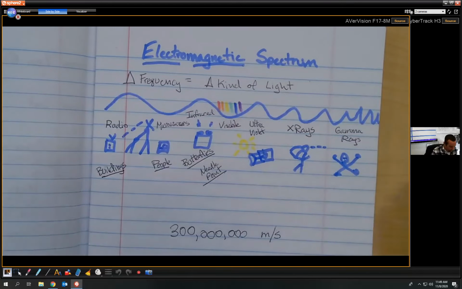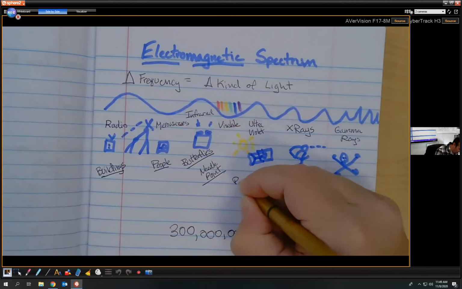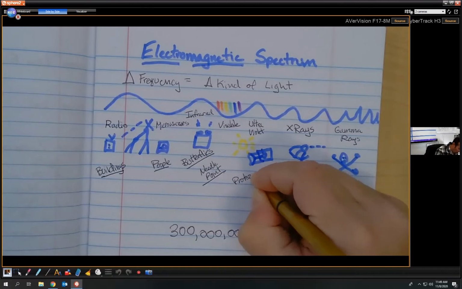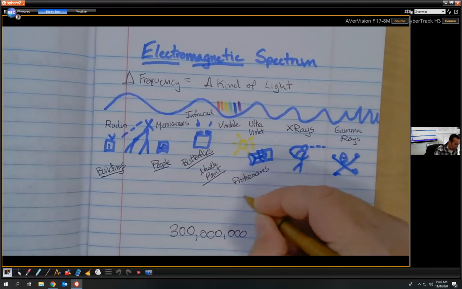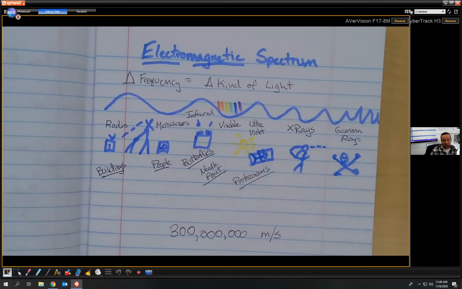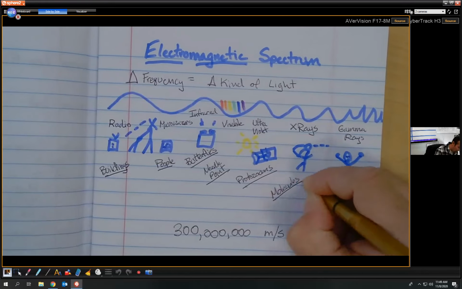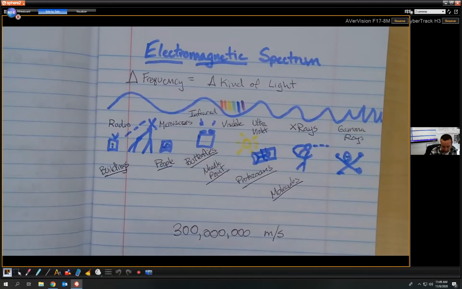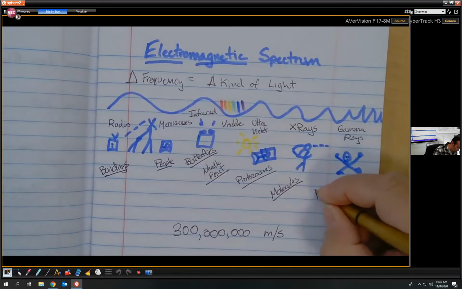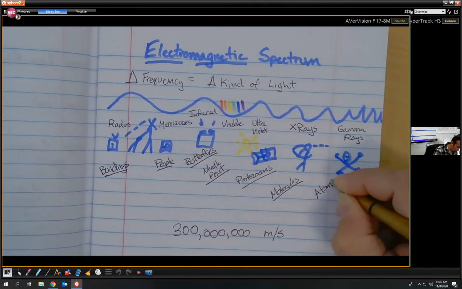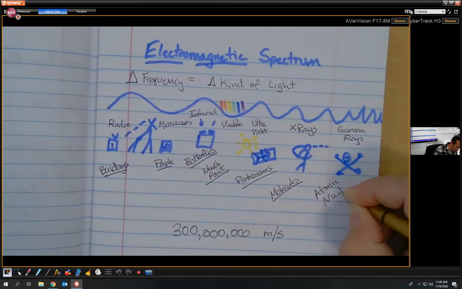Because ultraviolet waves are about the size of protozoans, so just small little tiny cell creatures. Next up, we have X-rays, and they are the size of molecules. And then those nasty gamma rays, they're about the size of atomic nuclei.